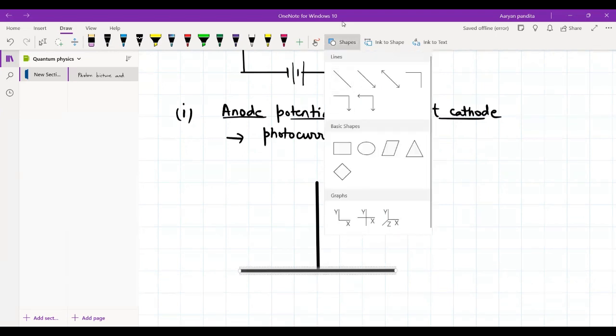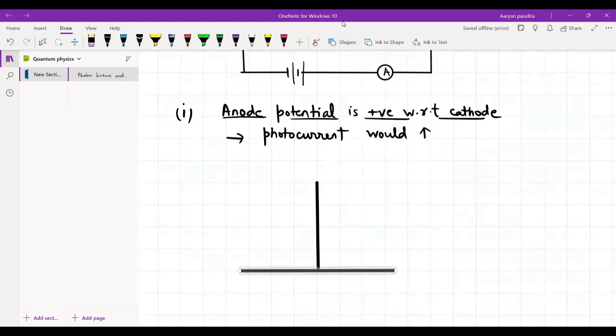let's say this is current I, and this is the potential of the anode. The graph is going to look something like this, and at one point of time, this will saturate here. So we may name this region A, B, and C.